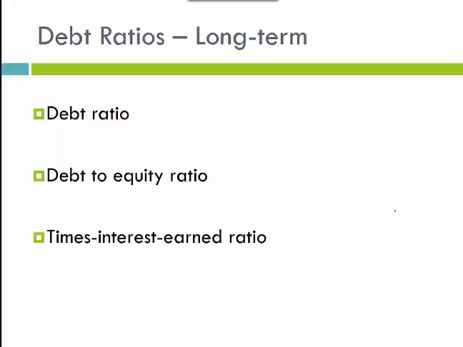Okay, long-term debt ratios, we've got 3. And so this measures the ability of a company to make payments on their long-term debt.